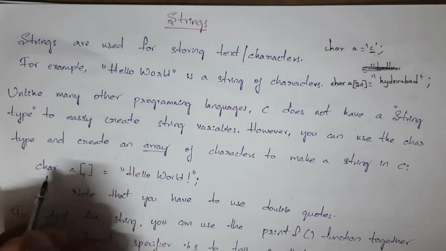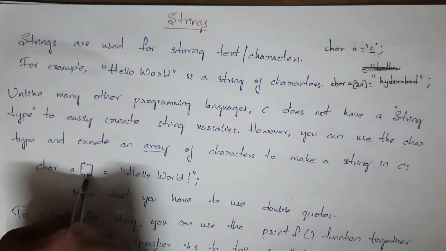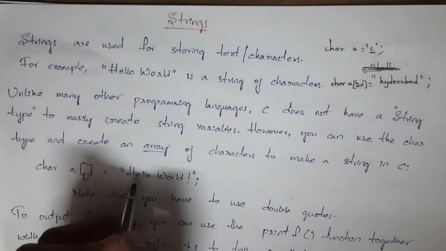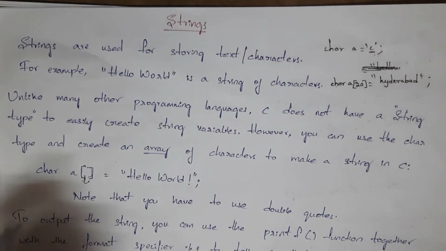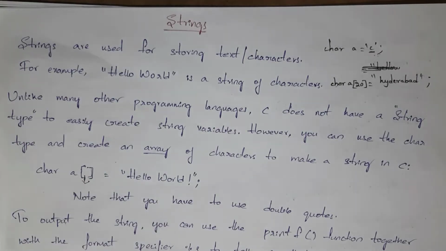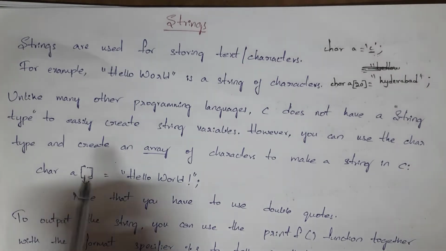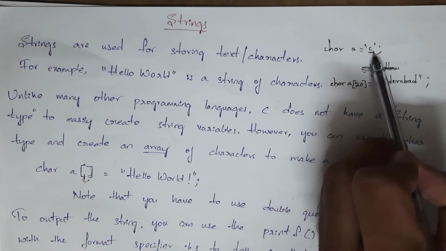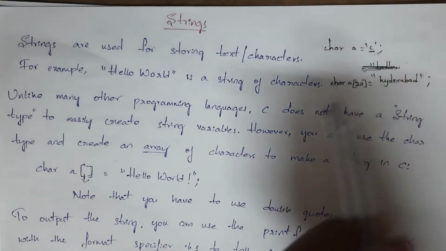This is an example. char A, open square bracket and close square bracket. The square brackets represent an array. char A equal to "hello world". You can write any string inside this, like name, college, etc. And definitely you need to include double quotations for a string. For a single character you need to include single quotations, but for multiple characters you need to include double quotations.